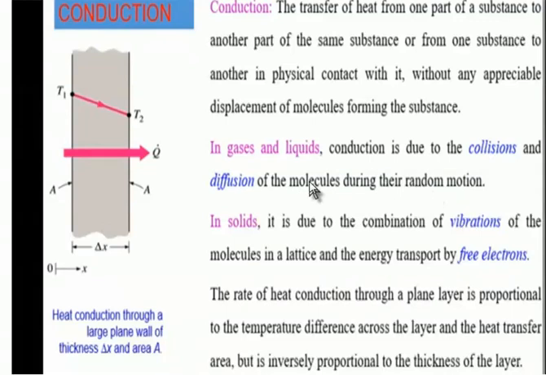So heat transfer takes place in the gases and liquids. Conduction takes place in a solid body between two parts. But in the gases and liquids, the conduction is due to the collision and diffusion of the molecules during their random motions; that is how conduction heat transfer takes place.